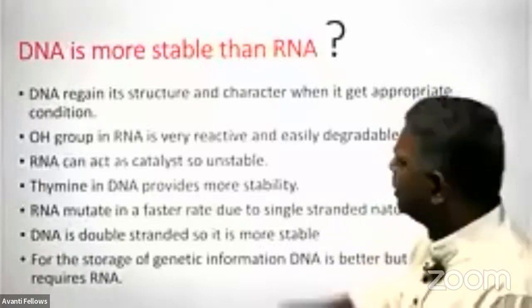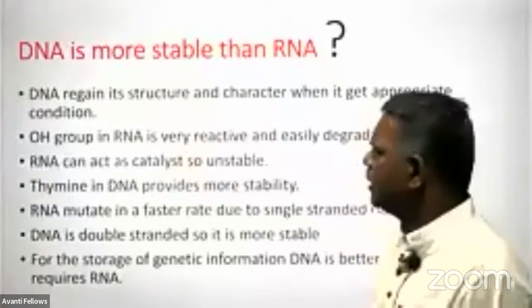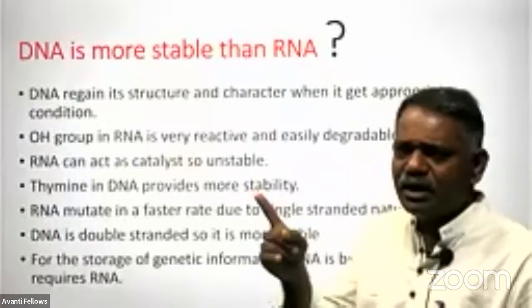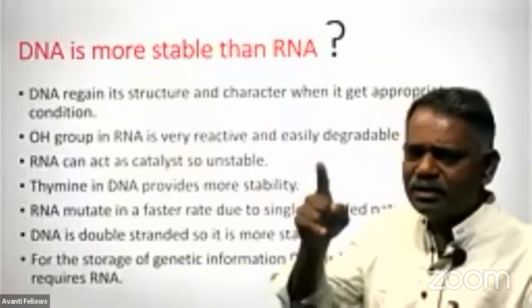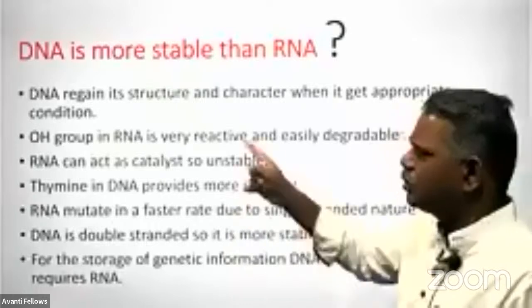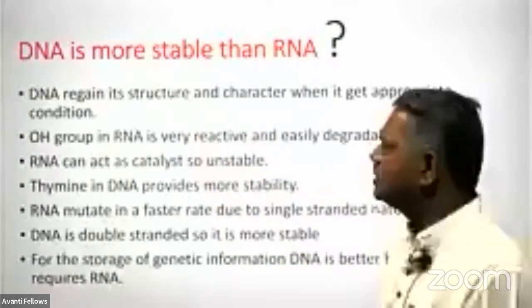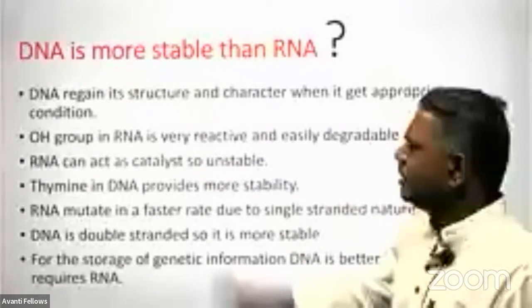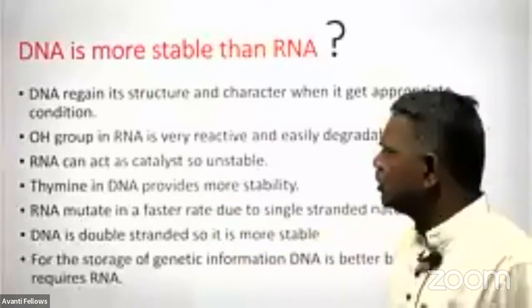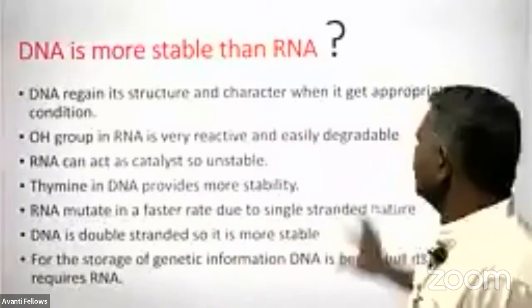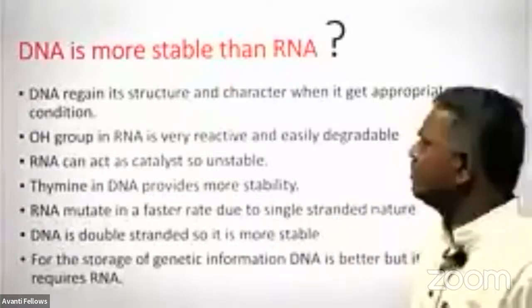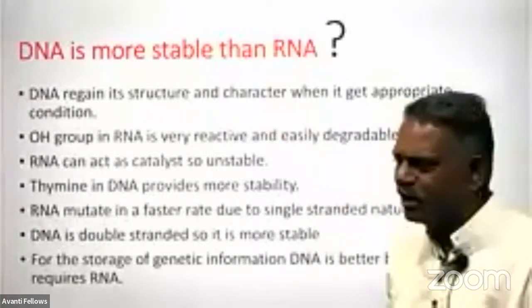And the OH group in RNA, the OH group is there on the pentose sugar. Remember the position on the pentose sugar. The OH group is there only in RNA. But in case of DNA, it is H only, and the OH group is very reactive and easily degradable. That is why DNA is more stable than RNA.